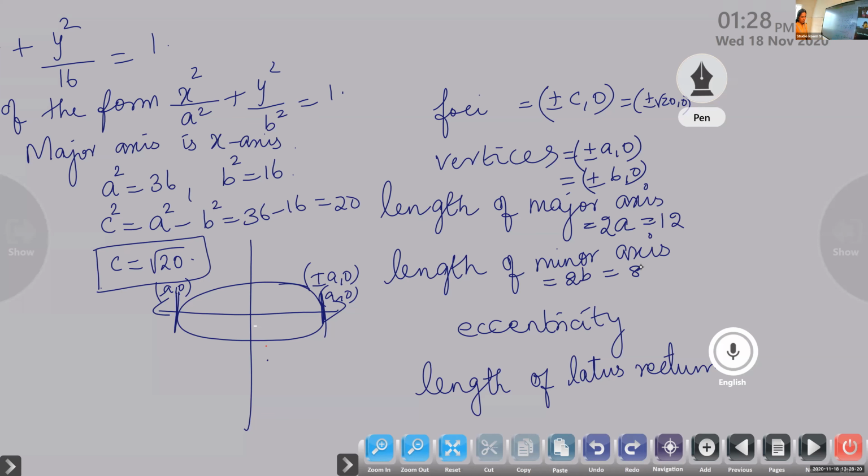What about eccentricity? Eccentricity e is given by c by a. What is c? Root 20 by 6. A square is 36. Therefore, what is a? A is 6. And what about the length of latus rectum? Length of latus rectum is 2b square by a. So 2 into what is b square? B square is 16 by a, by 6. Simplify this. It is 16 by 3. So length of latus rectum is 16 by 3.